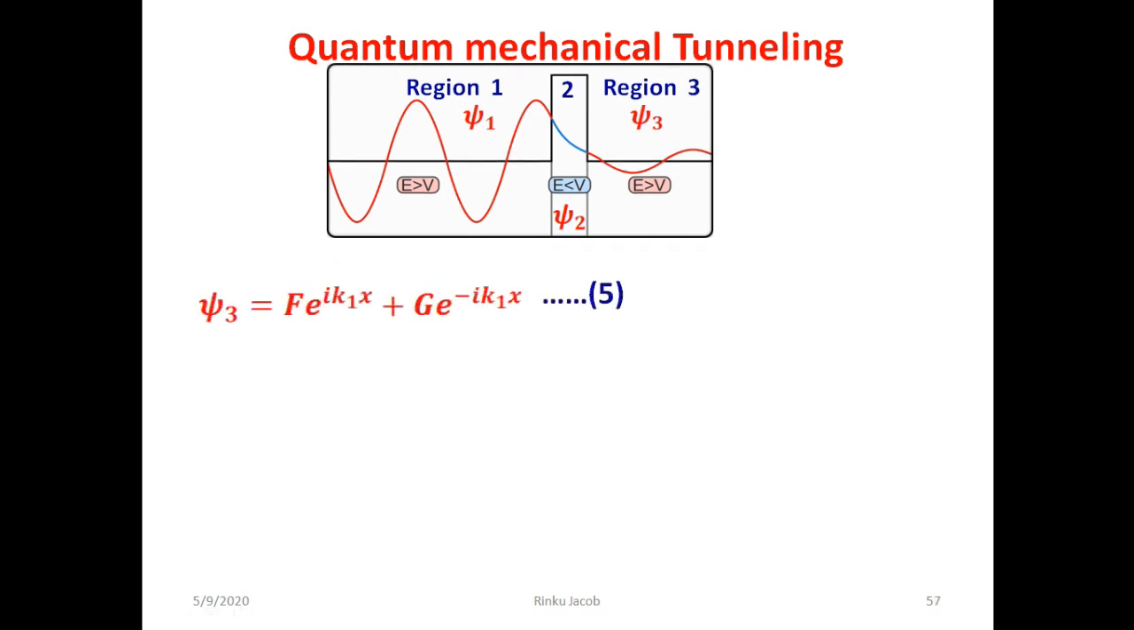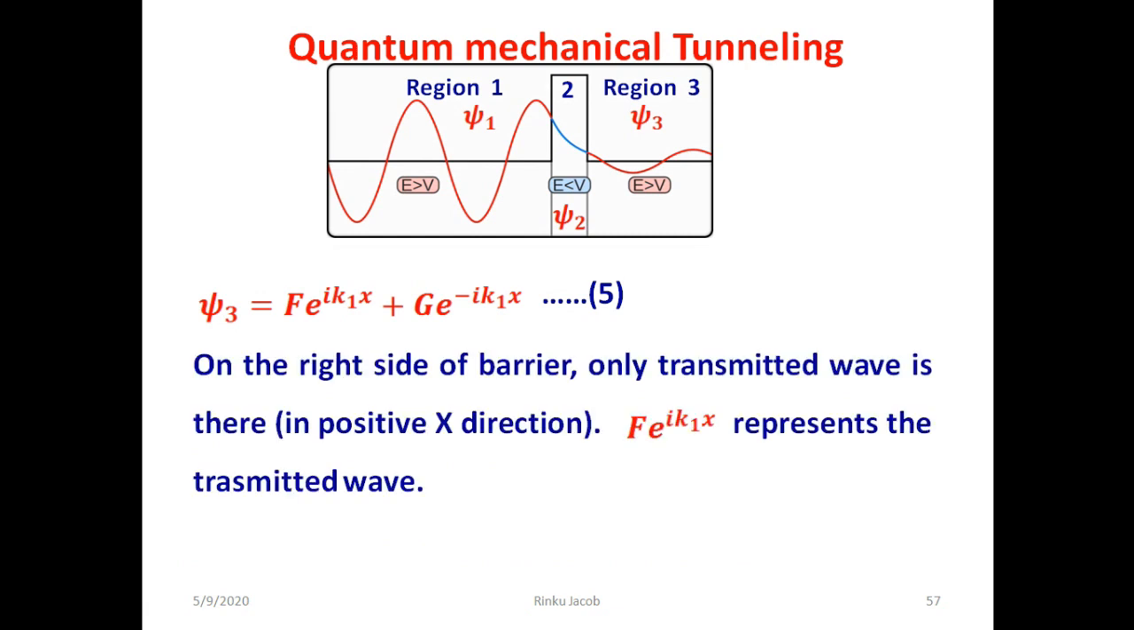Now we look into equation 5. This is the wave function for the particle in region 3. On the right side of the barrier, only the transmitted wave is there. And in equation 5, f e^(ik1x) represents the transmitted wave. As there is no reflected wave, the second term in the equation should vanish. As e^(ik1x) cannot be 0, the only possibility is that g should be 0, where g is the amplitude of the reflected wave. As there is no reflected wave in region 3, g should be 0. So equation 5 reduces to ψ3 = f e^(ik1x), that is equation 6.